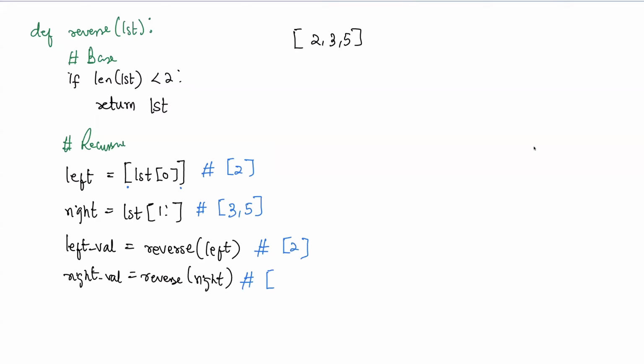What do I get? 5-3. Yeah. Now, I want to understand this part. This is an important part. How is it 5-3? Because you are assuming the function works.